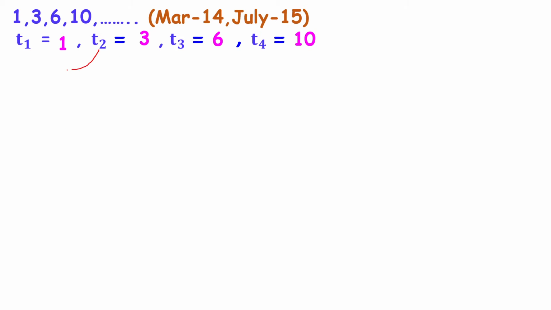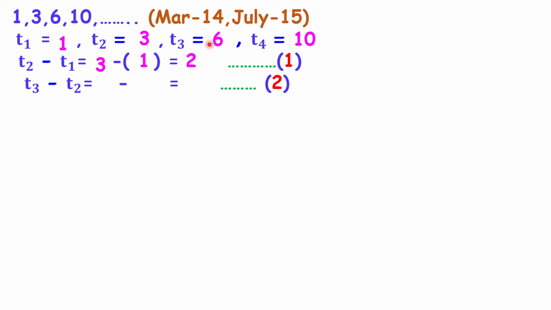In this way, T2 minus T1, second term minus first term. T2 is 3 minus T1 is 1. 3 minus 1 is 2. Now we take T3 minus T2. T3 is 6 minus T2 is 3. 6 minus 3 is 3. Now T4 minus T3. T4 is 10 and T3 is 6. 10 minus 6 is 4.